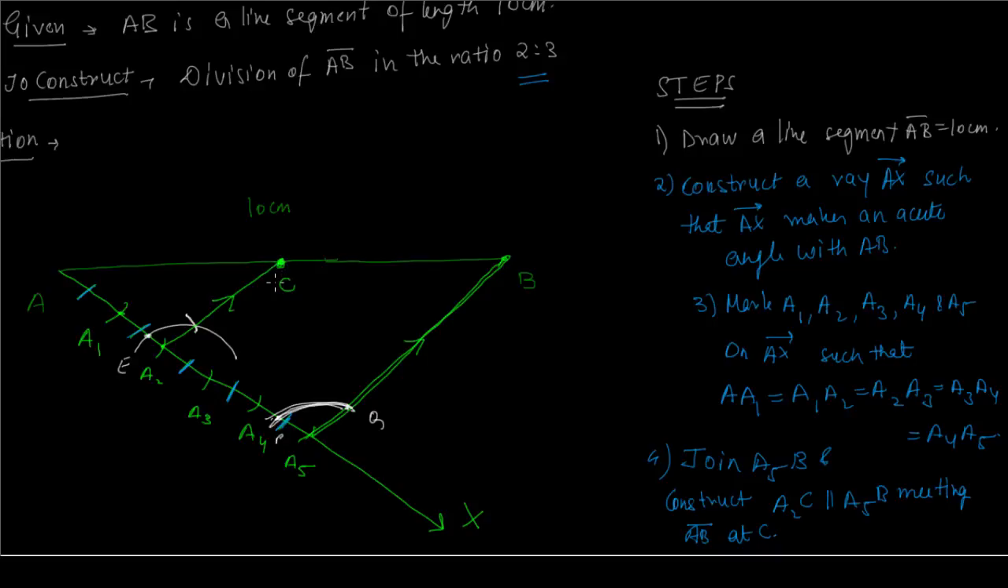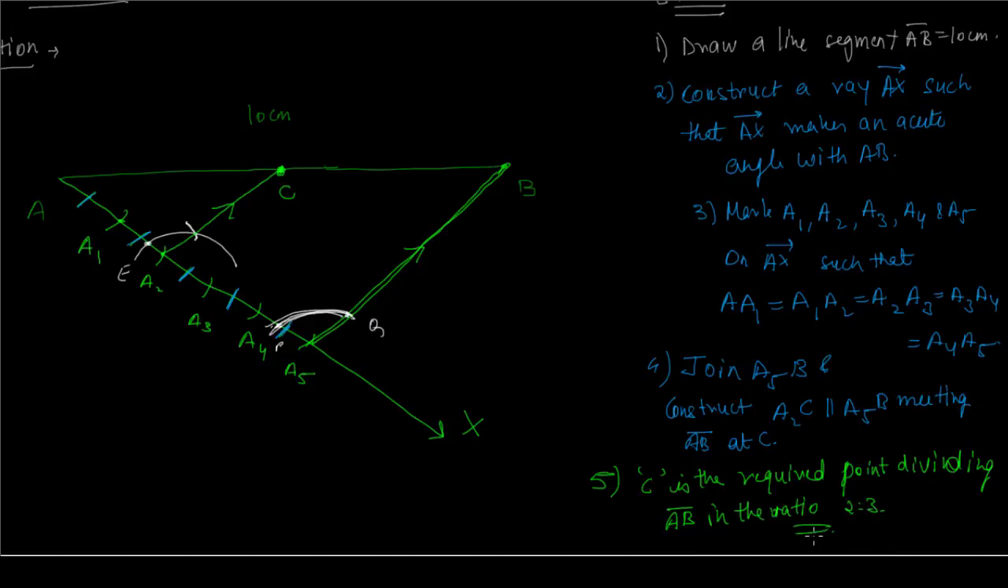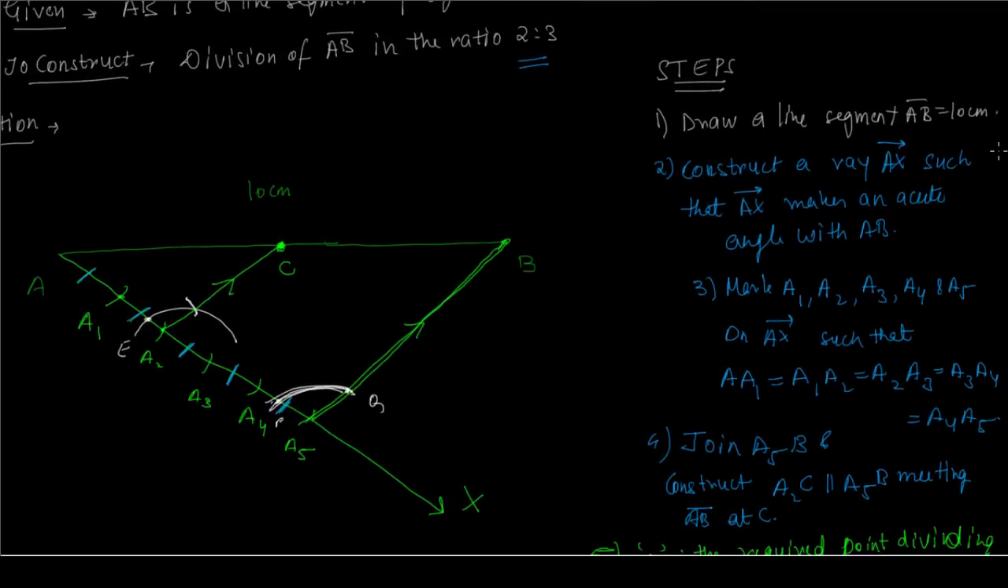You have located a point C on AB. Now you see this AC is nothing but 2 parts and CB is 3 parts of this AB line segment. So basically you can say that C is the required point dividing AB in the ratio 2:3. Right? So that is how you construct a point and divide a line segment in a given ratio.